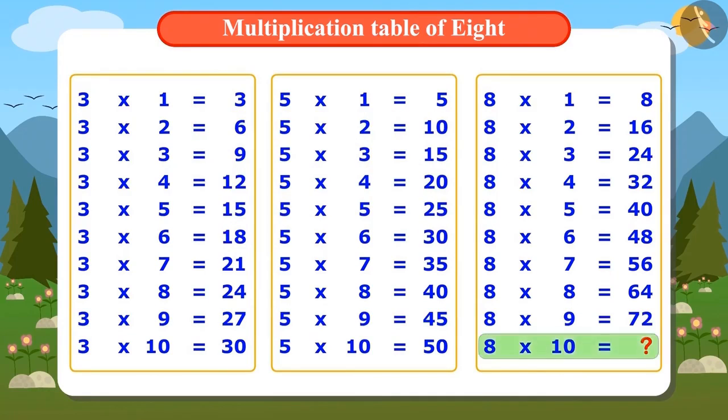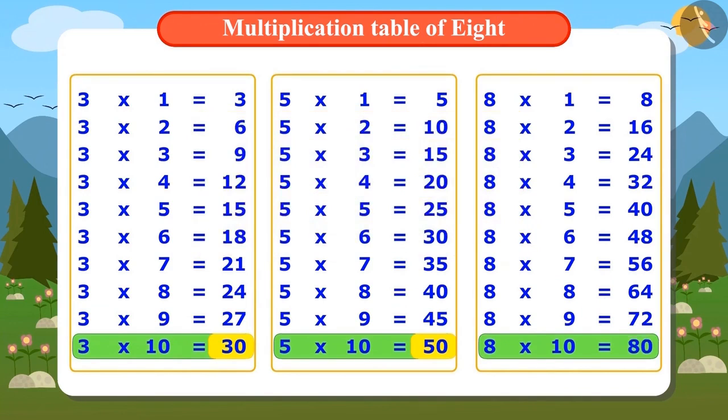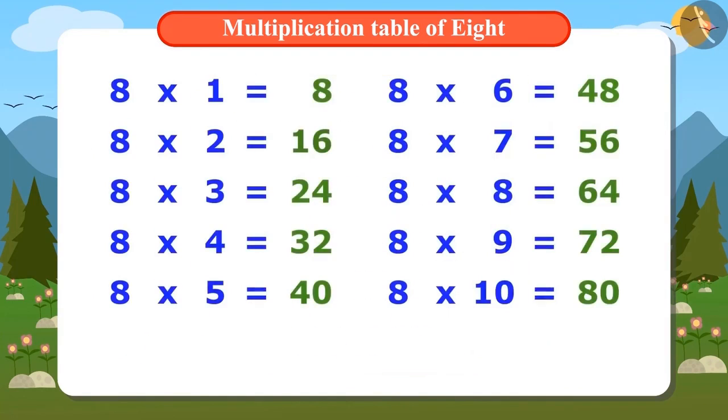Now we have to find out the last number of the multiplication table of 8. For that we will add 30 and 50. The answer will be 80. Vandana has written down the entire multiplication table of 8. You can check whether the table you wrote is the same or not.